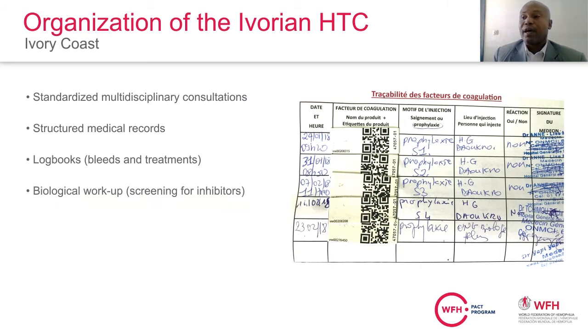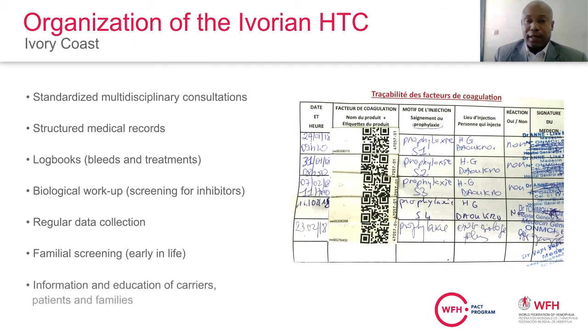regular biological workup with screening for inhibitors, regular data collection, familial screening with systematic screening of newborn boys very soon after birth, information and education of carriers, particularly regarding hemophilia transmission, and information and education of patients and families.